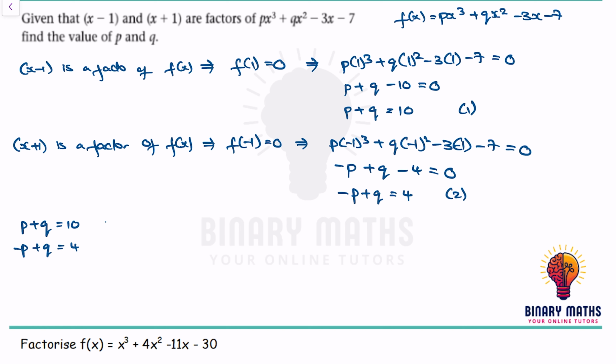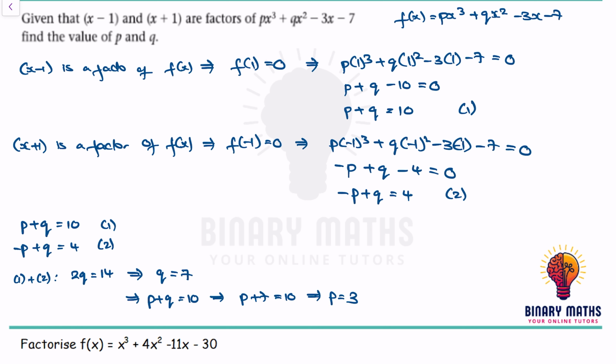So I've got p plus q equals 10 and minus p plus q is equal to 4. If I do equation 1 added to equation 2, the p's disappear. All I'm left with is 2q, 2q is equal to 14, which implies q is equal to 7. But if q is equal to 7, we know p plus q is equal to 10, which implies p plus 7 is equal to 10, which means p is equal to 3. So our solution is p equals 3, q equals 7.